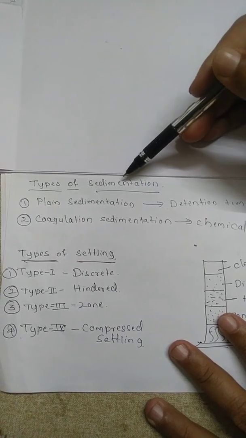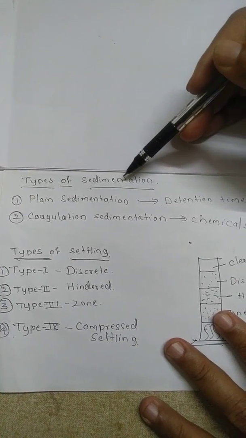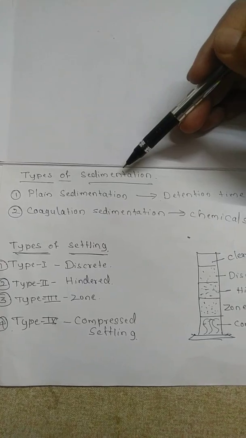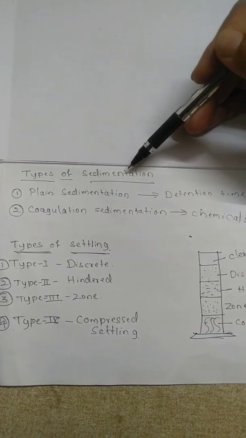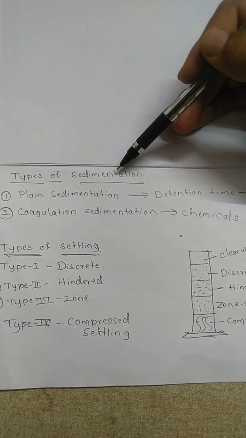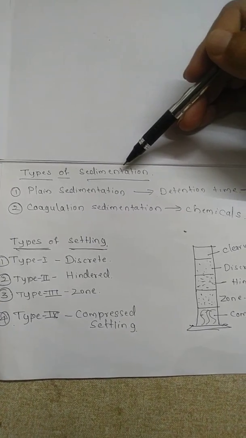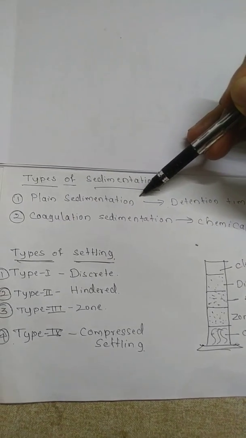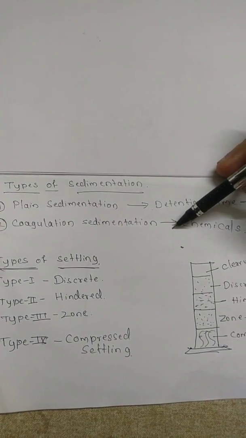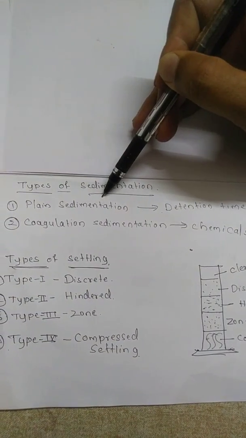Till now we have seen what is sedimentation, what is detention time. That was a very important concept to understand what is sedimentation. Now we are going to see what are the different types of sedimentation. There are two types of sedimentation. One is plain sedimentation and one is coagulation sedimentation. Now what is this plain sedimentation?